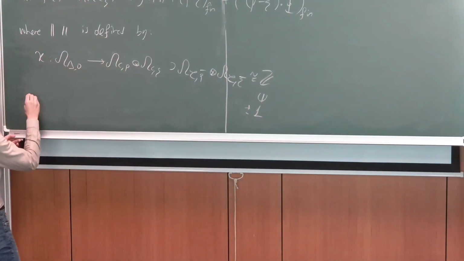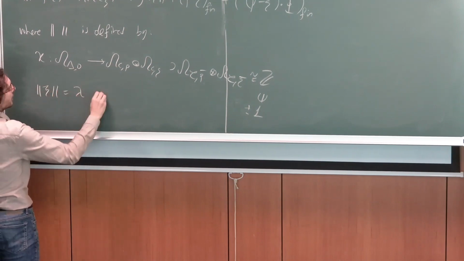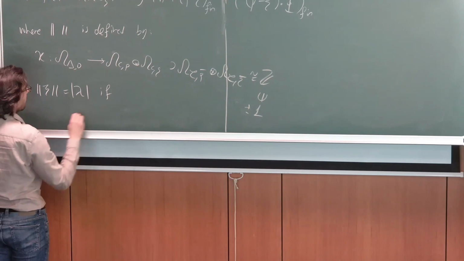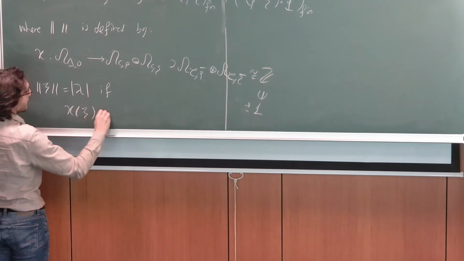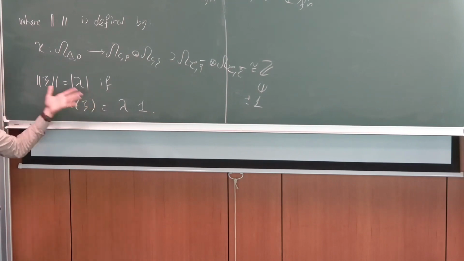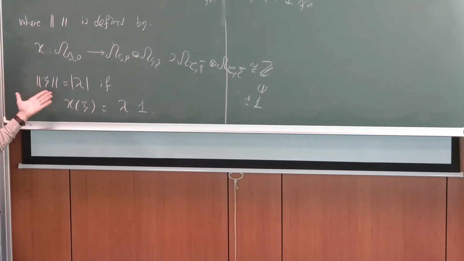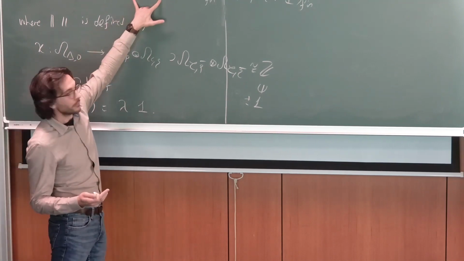And I define the norm of psi to be lambda, sorry, absolute value of lambda, if the Kodaira-Spencer tensor of psi is lambda times 1. And the absolute value fills the indeterminate. So this is now well defined. In particular, if you've chosen an integral direction of deformation, this is 0.